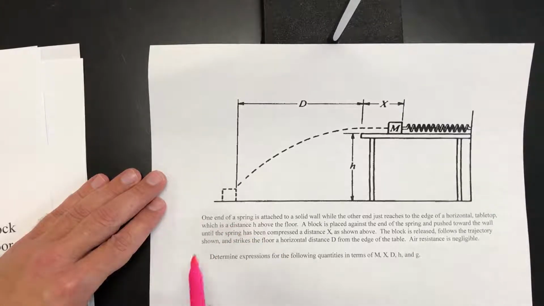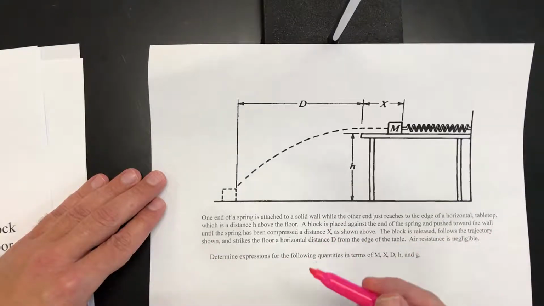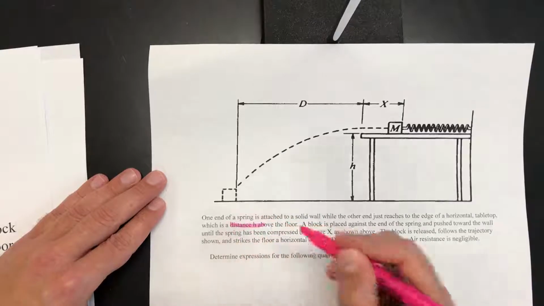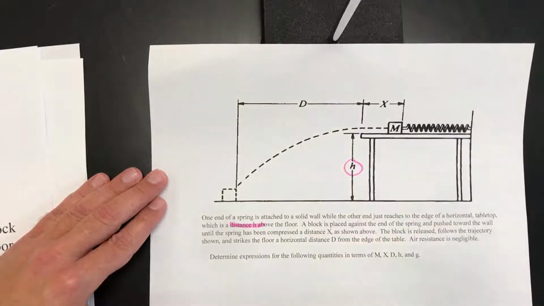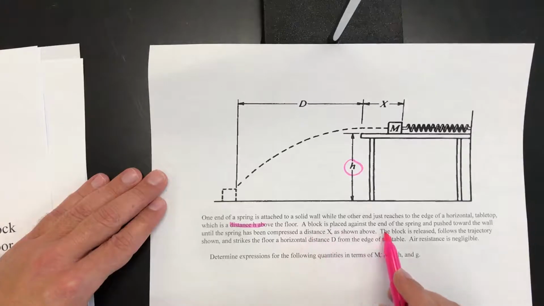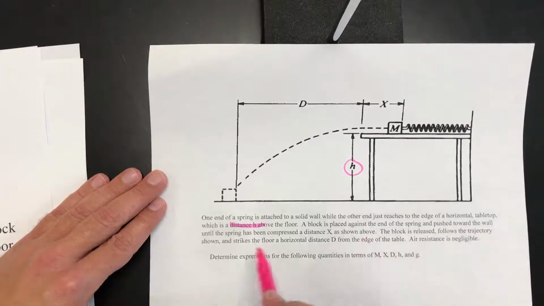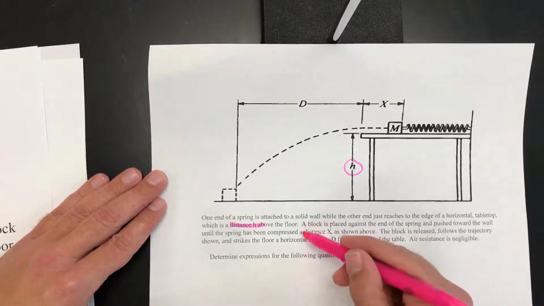So here it says one end of a spring is attached to a solid wall while the other end just reaches the edge of a horizontal tabletop, which is a distance h above the floor. So that's important, although it's pretty clear in the picture here. It pretty much comes from the diagram as well, but that won't always be the case. It says a block is placed against the end of the spring and pushed towards the wall until the spring has been compressed a distance x.